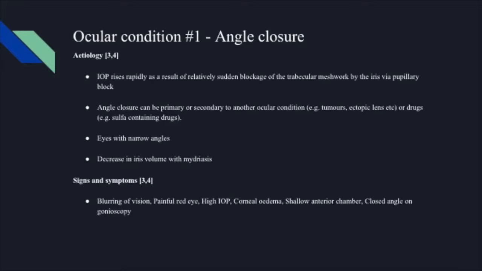of angle closure really looks at the narrowing of that anterior chamber angle and that rapid rise of intraocular pressure as a result of the sudden blockage of the trabecular meshwork. Now, signs and symptoms of this may include blurry vision, painful red eye, obviously a high intraocular pressure, corneal edema, shallow anterior chamber angle, as well as a closed angle on gonioscopy observation.